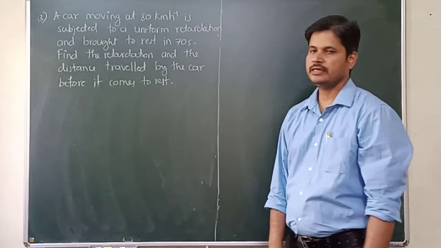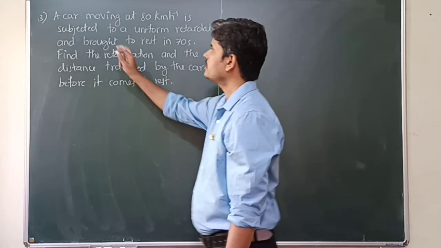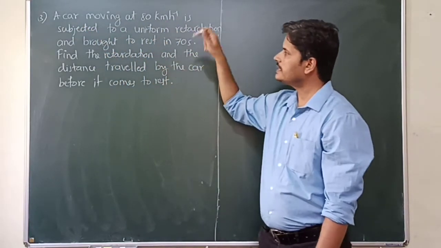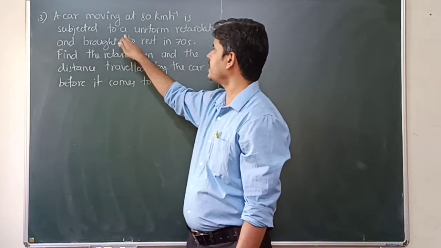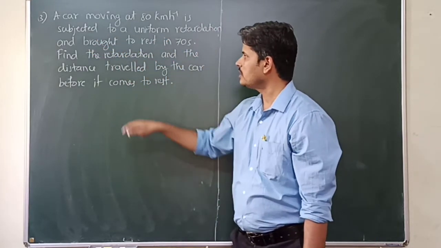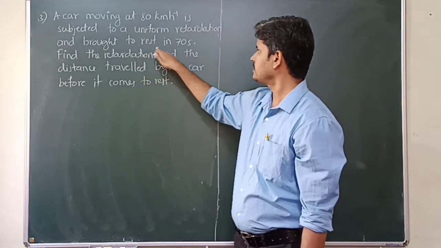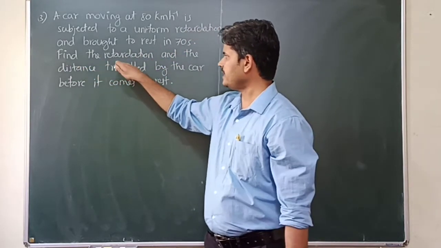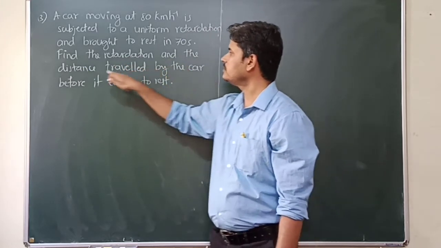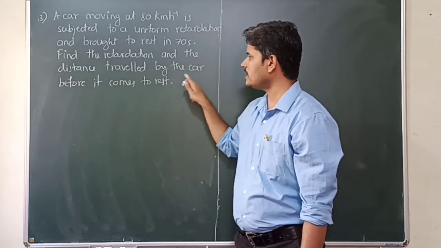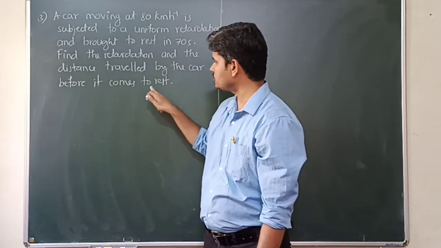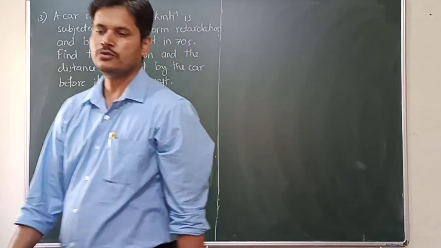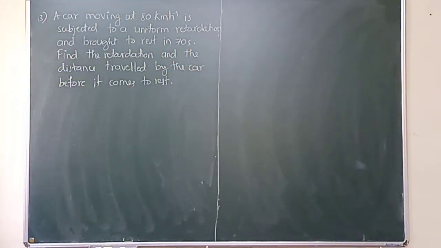Okay, so see here another problem I have written. A car moving at 80 km per hour is subjected to a uniform retardation and brought to rest in 70 seconds. Find the retardation and the distance travelled by the car before it comes to rest. Okay. Then what should we do? Just think of it.